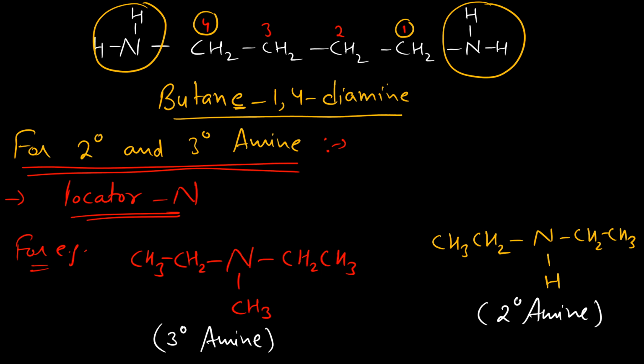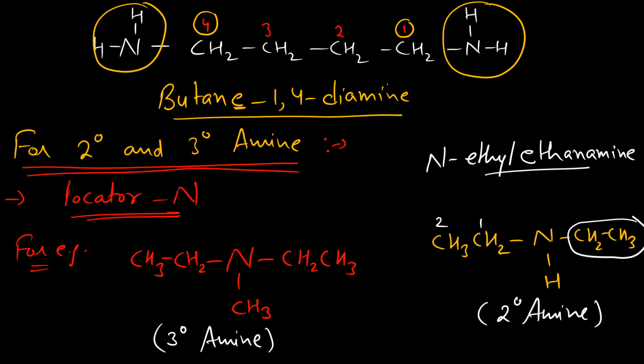So how does it come to us? It's going to be N-ethyl. Yes, because on one side I have 2 carbons which behave as the substituent group here, which is going to be written as ethyl, and the other one is going to be marked as the chain. So it's going to be N-ethylethanamine. Now that's for the secondary amine.